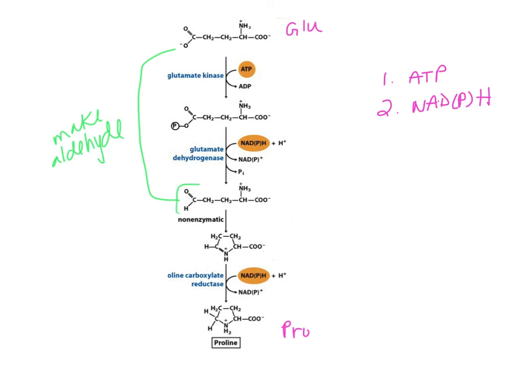Here's the aldehyde right here. You make an aldehyde, and then this really cool thing happens. Look at this one, it says non-enzymatic. So this step is not catalyzed by an enzyme at all. There's a spontaneous cyclization event to get to the ring for proline, and then there's another redox event to get you all the way down to regular proline.